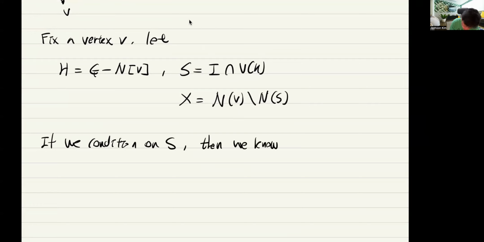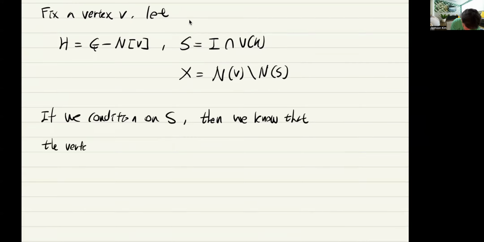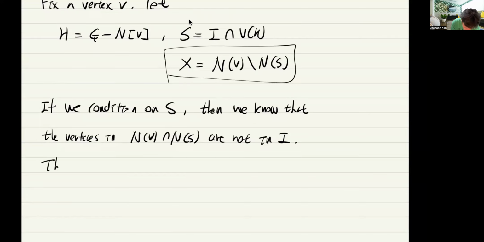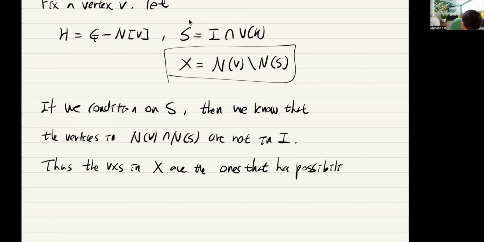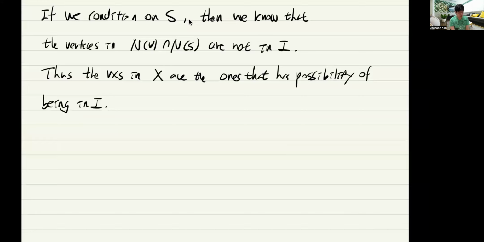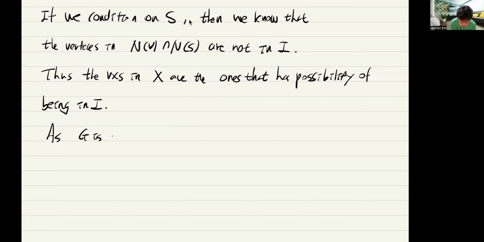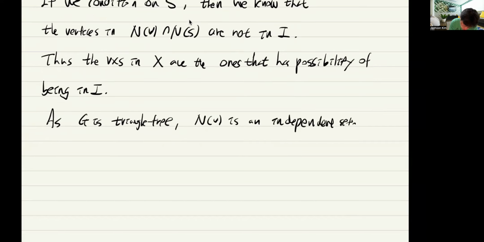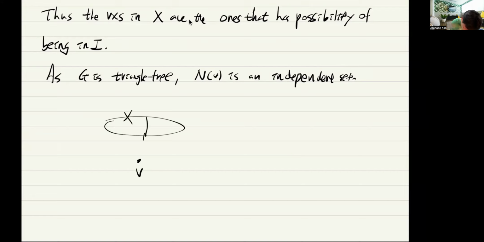Then we know that the vertices in the neighborhood of S are not in I. The vertices in X are the ones that have possibility of being in I. But we know the neighborhood of B is an independent set. So we can analyze what happens in here.